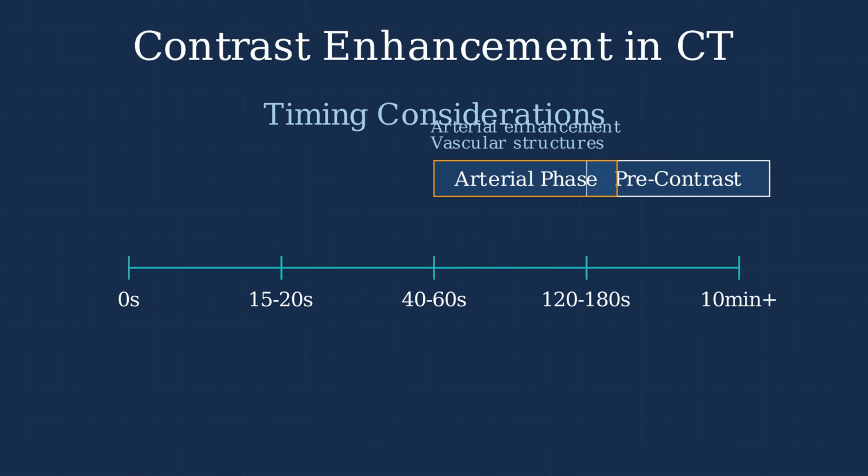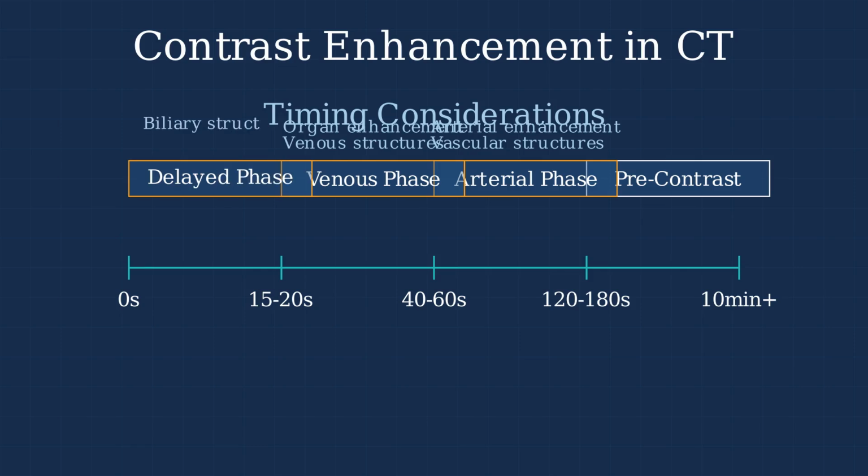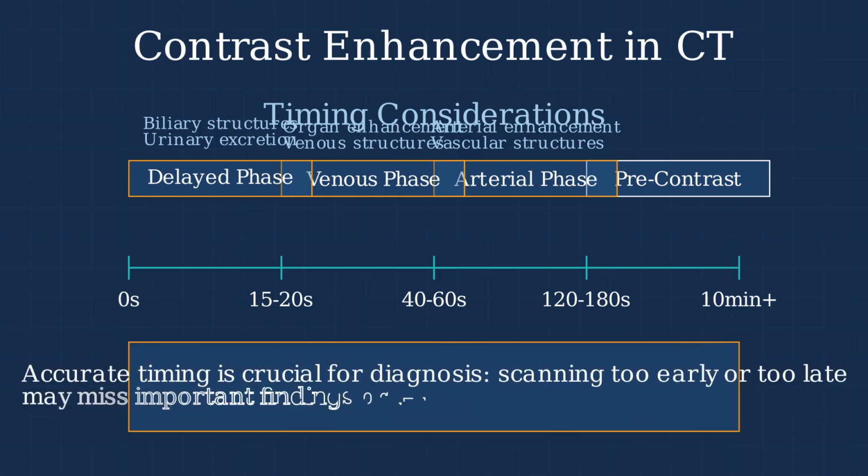The venous phase follows at about 40 to 60 seconds, showing contrast in the veins and solid organ enhancement. The delayed phase, occurring minutes after injection, is useful for visualizing structures like the biliary system or urinary tract, as contrast is excreted. Accurate timing is crucial, as scanning too early or too late may miss important findings or lead to misinterpretation of the images.